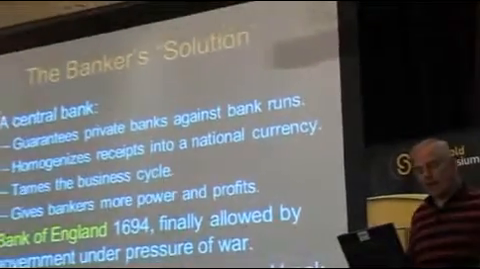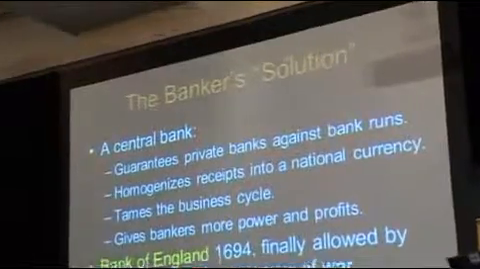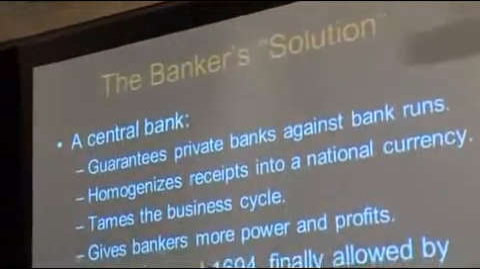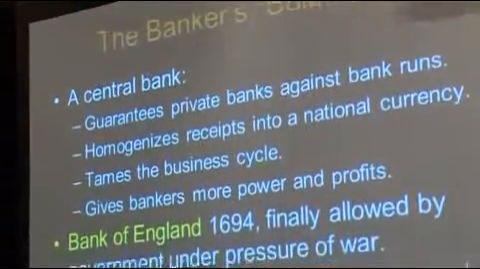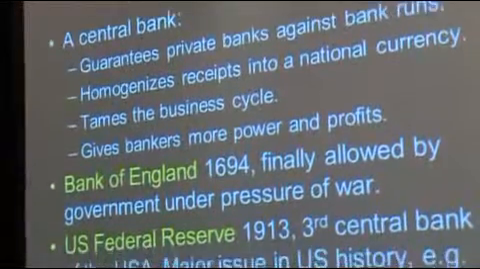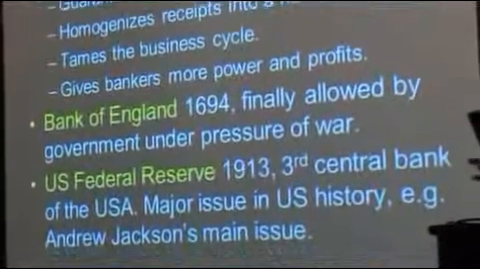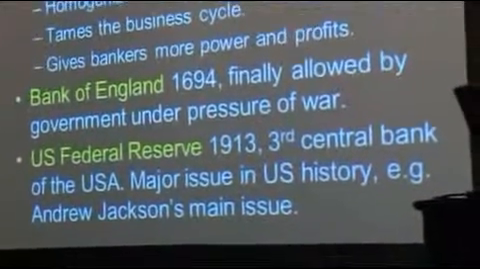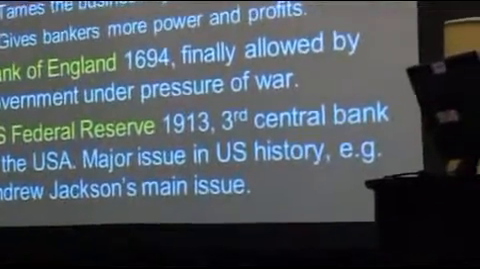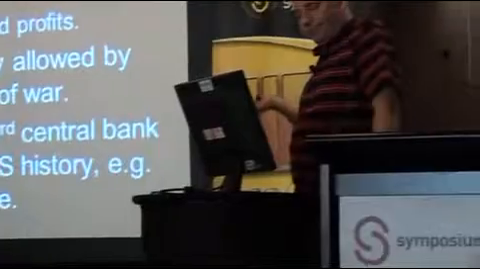For instance, Andrew Jackson was president around 1830 for 8 years. And getting rid of the second central bank of the United States was one of his main issues. His campaign slogan was, Jackson and no bank. All right, so it's a pretty primary issue. And it took him 8 years to get rid of it, but he did get rid of it. And so there was no central bank in the US from about 1830 through to 1913.